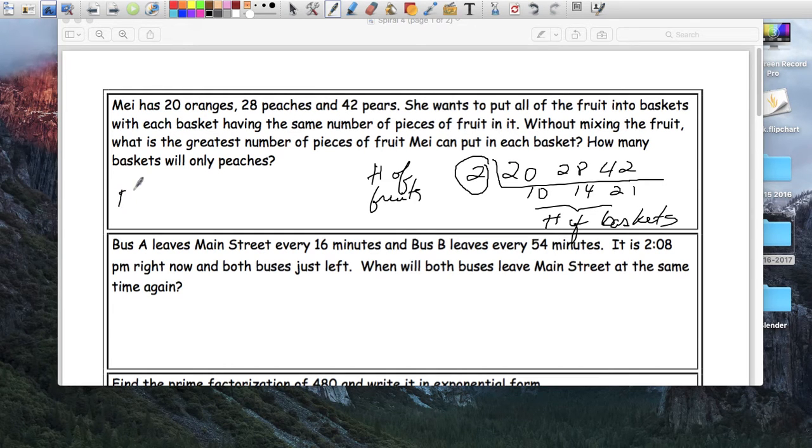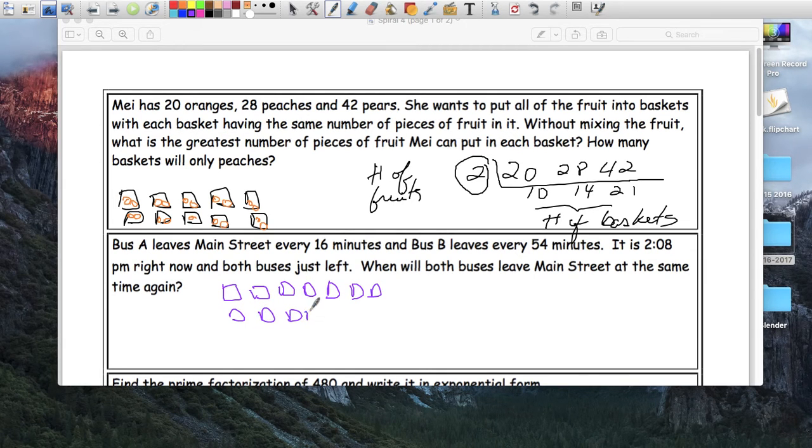So with the oranges, you're going to have 1, 2, 3, 4, 5, 6, 7, 8, 9, 10 baskets. And how many oranges? I'm just trying an orange here. 2 oranges, 2 oranges, 2 oranges. Okay, this is a little bit different. And then with the peaches, let's choose another color, you're going to have 14 baskets. 3, 4, 5, 6, 7, 8, 9, 10, 11, 12, 13, 14 baskets. And each basket is going to have 2 peaches again.